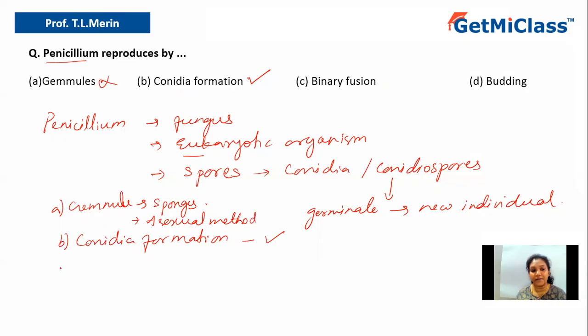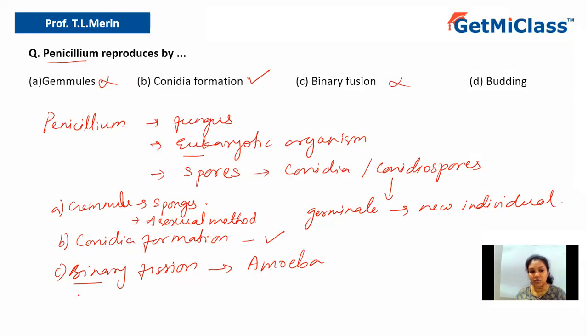Option C says binary fission. So what do you understand by binary fission? Fission is nothing but splitting into two. When you say binary, bi means two. So when one cell gets divided into two cells, that is called binary fission. This you can see in amoeba. But penicillium does not reproduce by splitting. Hence, option C is ruled out.